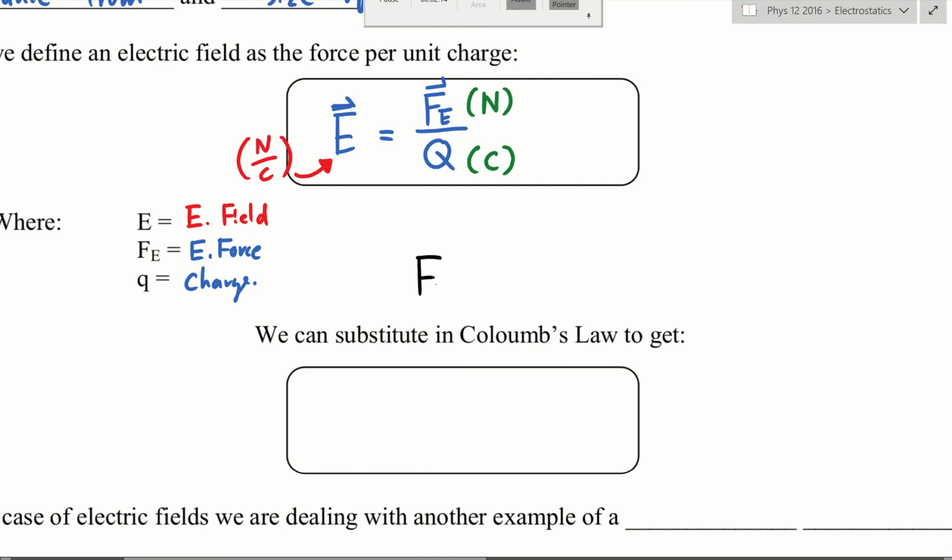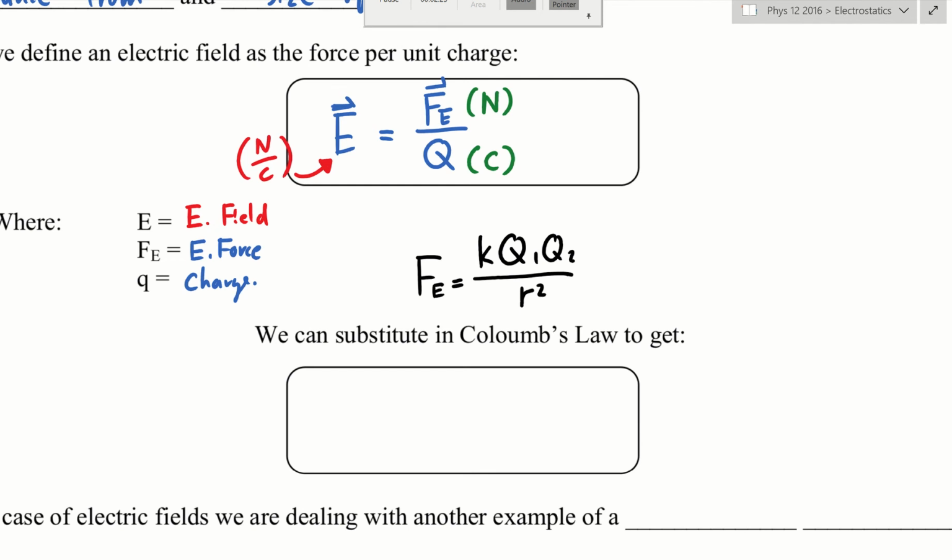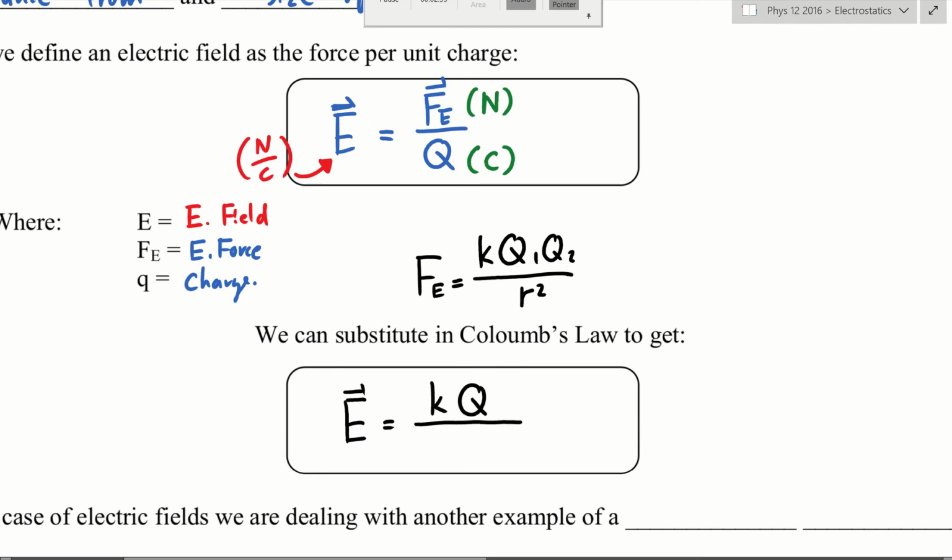Now let's put the equations together. The electrical force from last day is Coulomb constant, Q1, Q2 over R squared. If you take this equation and divide it by charge, then one of the charges is gone, and you get the electric field equation. So now it's just one Q.